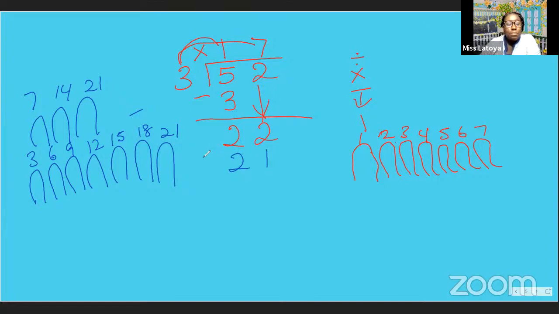So now we are going to subtract. 2 take away 1 is 1. 2 take away 2 is 0. So 3 can go into 52 17 times with a remainder of 1, okay?